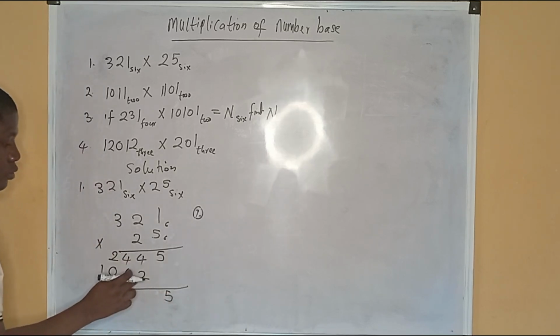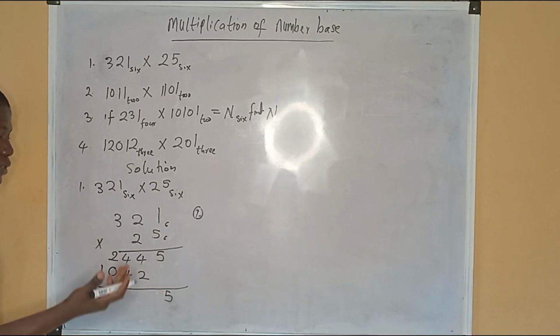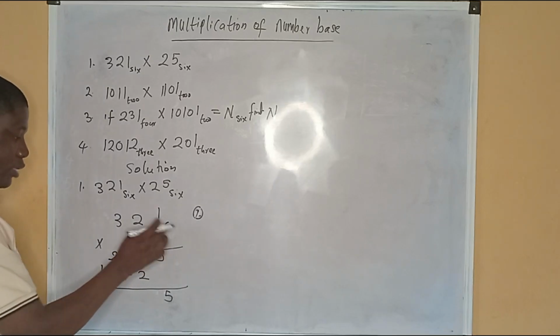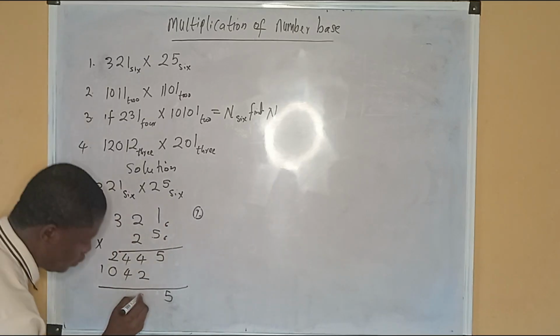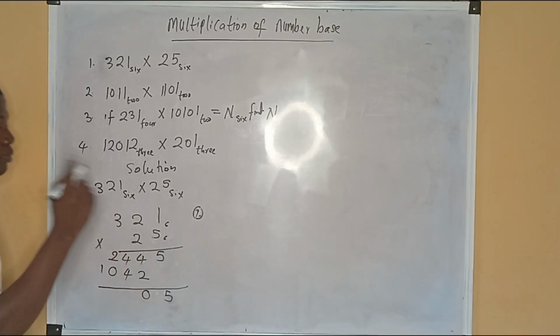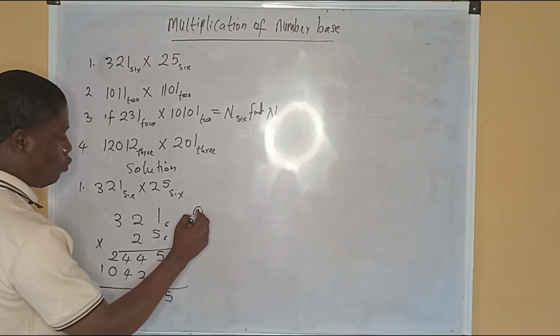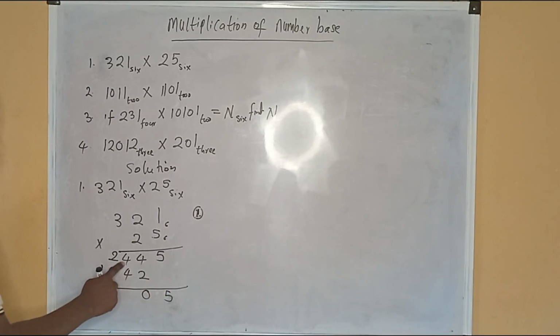Now 2 plus 4 plus 2 is what? 6. Is up to 6, okay? So you have to subtract 6 from it. That means 6 minus 6 is what? 0. So how many times do we subtract 6? Just one time. So we're having 1, okay? Now 4 plus 4 is what? Is 8.